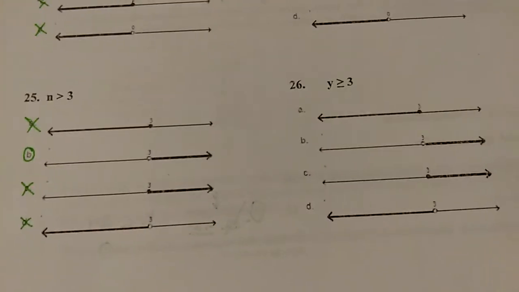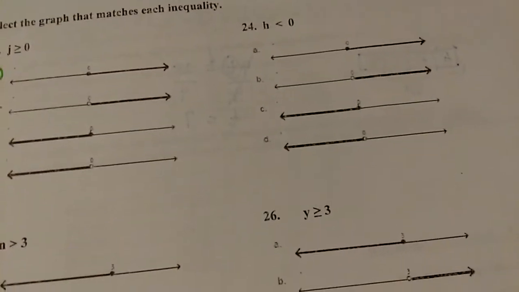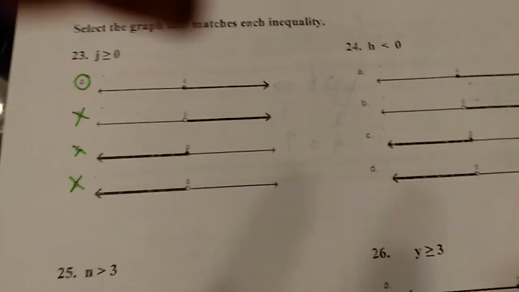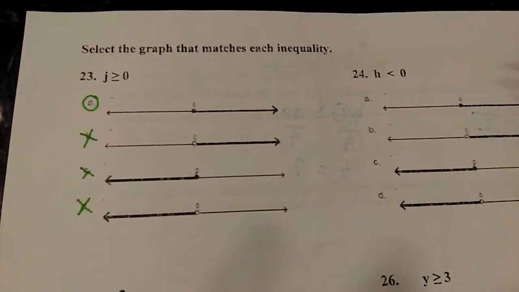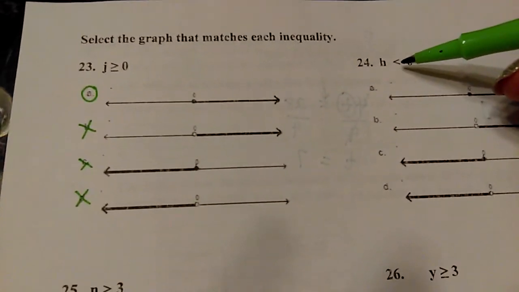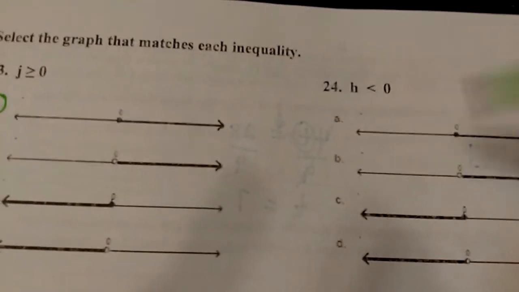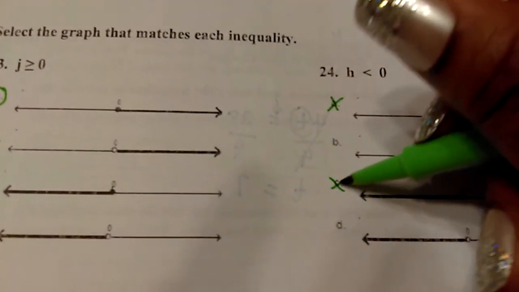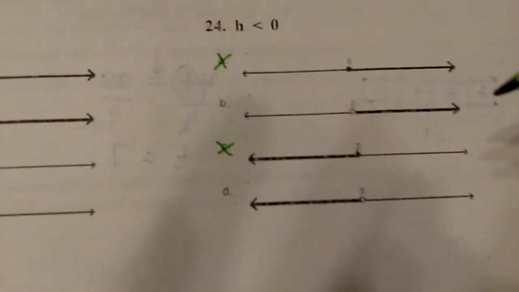All right. So now, number 26. Number 26 and number 24, you would do those the same exact way. H is less than 0. So that means that I'm going to look for open circles. So I'm going to cancel out this one because that's closed. I'm going to cancel out that one because that one has a closed circle as well.